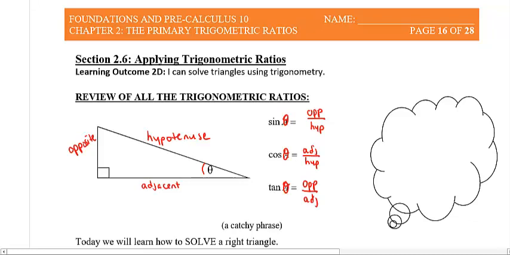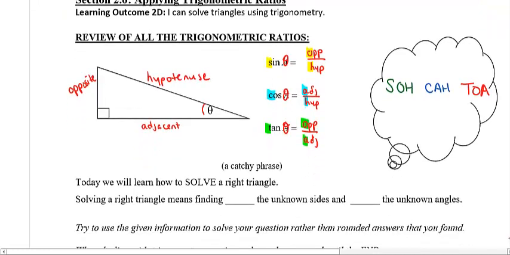We've got a catchy phrase you can use to memorize all these things. Many teachers use the first letter of each of these. So SOH represents sine is opposite over hypotenuse. Then they use CAH, cah, to represent cosine. And then finally, there is TOA, toa. So, soh cah toa. Say that a few times. Say it 10 times.